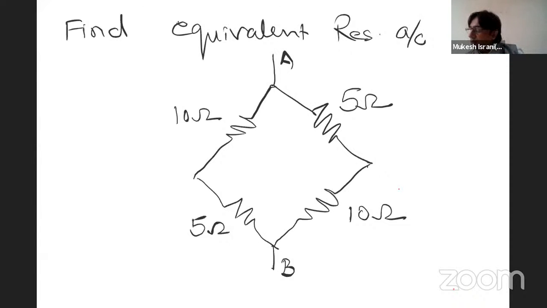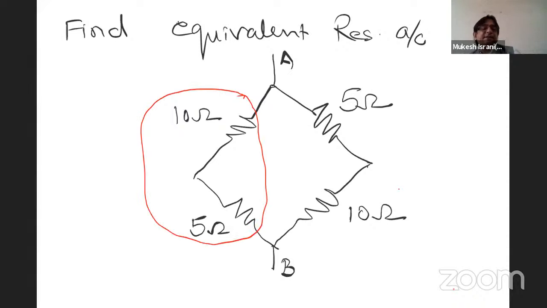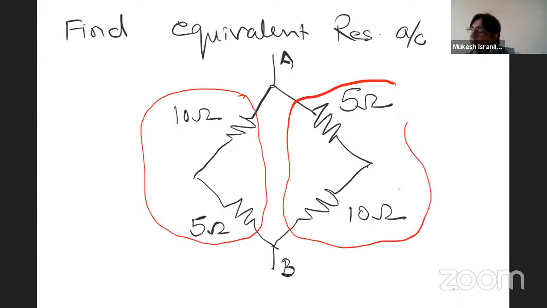So here again, I'll tell you another idea later on, but these two, they are in series. Again, these two, they are in series. So this becomes 15 and 15. Again, two equal value of resistances are in parallel. So the answer will be half. So the answer is 7.5.